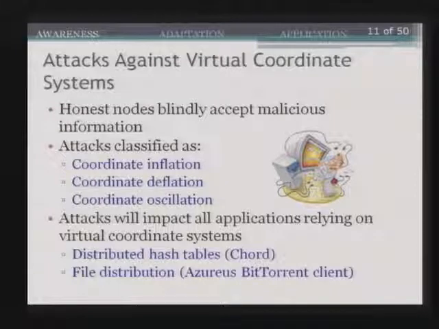So we classify 3 types of attack: coordinate inflation, coordinate deflation, and coordinate oscillation, which we'll go over in a little more detail in the coming slides. And we can show that these attacks not only affect the coordinate system, but any application relying on the coordinate system for estimation of latency or round-trip time.